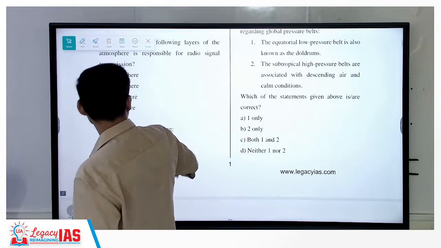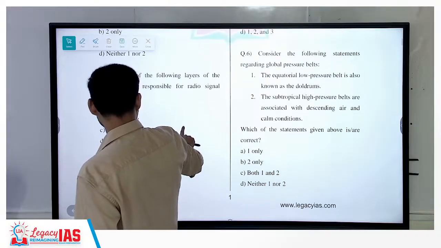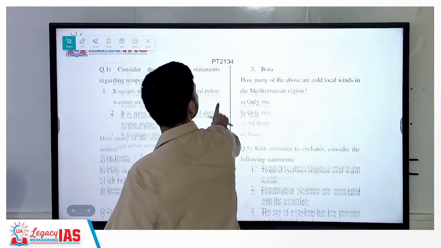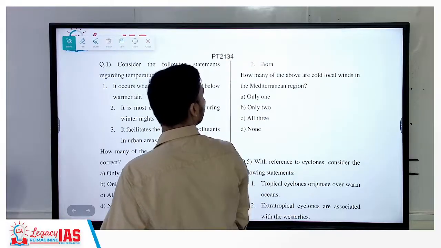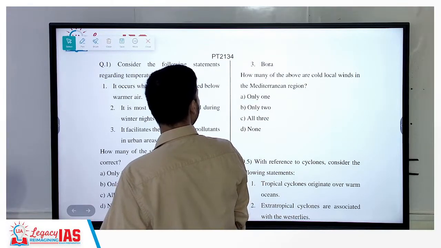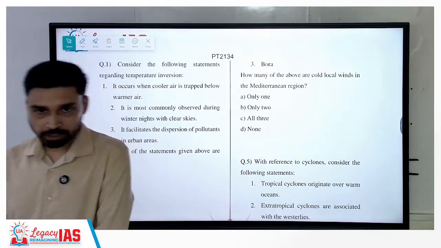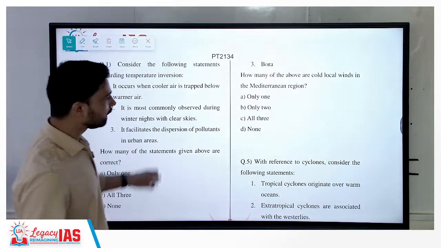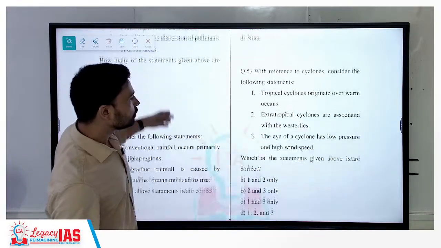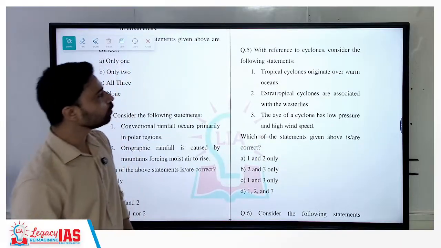Layers of the atmosphere and radio signals: D, ionosphere. Sirocco, Mistral, Bora. How many are cold local winds? Which are cold? Bora and Mistral. So B.